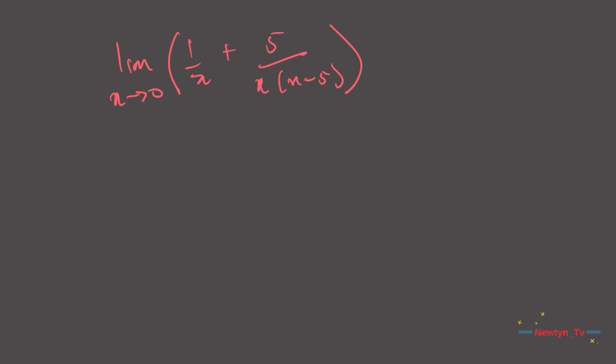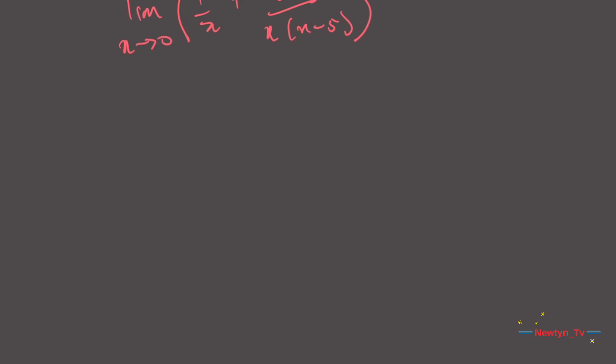Now if you look at this function closely, you can see that both 1 on x and 5 on x multiplying x minus 5 fail to have a limit at 0. So since neither of the two functions has a limit at 0, we cannot apply the sum law for the limit. So we must use a different strategy. In this kind of example, we will find the limit by performing addition and then applying one of the previous strategies that we talked about. So let's look at that.